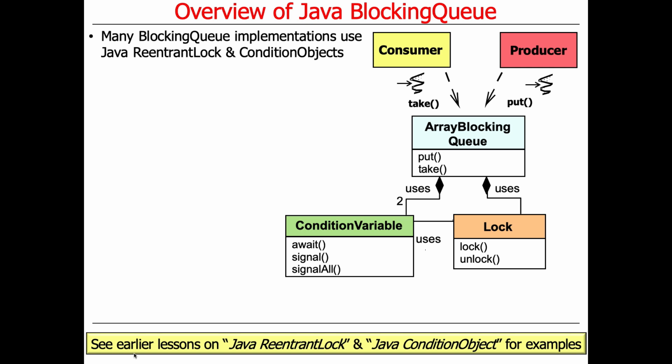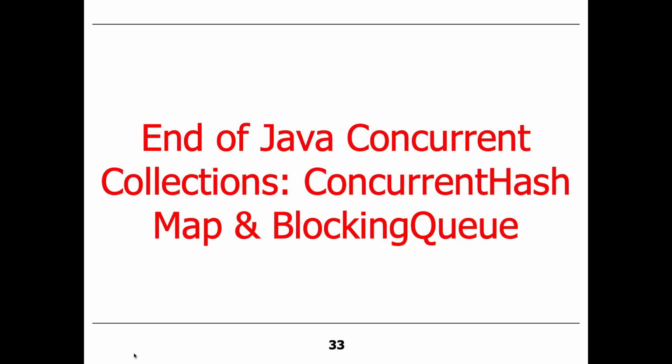The most common way this is done is by using various Java synchronizers like reentrant locks and condition objects, as we've talked about before. In fact, if you go back and watch those videos on reentrant lock and condition object, you'll see we showed how to implement the ArrayBlockingQueue using a reentrant lock and a pair of condition objects, and LinkedBlockingQueue is along the same lines. It's more sophisticated, but it's kind of the same. So that's an overview of concurrent hash map and blocking queue, and the most common blocking queues you're likely to run across are ArrayBlockingQueue and LinkedBlockingQueue.